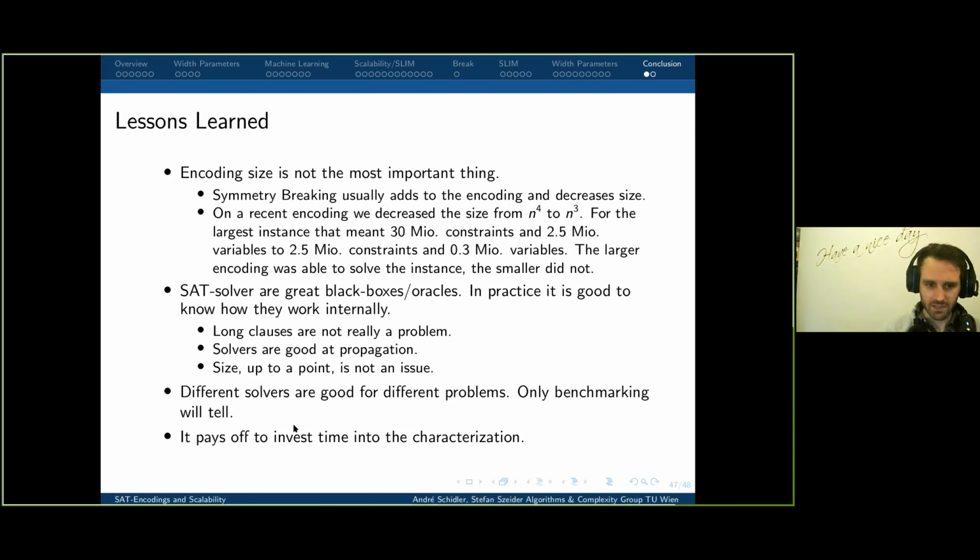What we discussed after the first part a bit is that different solvers are good for different problems. And you can only find out which solvers work well for your problems by benchmarking over a set, not just for one instance you have, but over several instances, because for every problem we looked at, different solvers were actually the best. And the takeaway from the last part is that it really pays off to invest time into your characterization, because a good characterization can make it a lot faster.